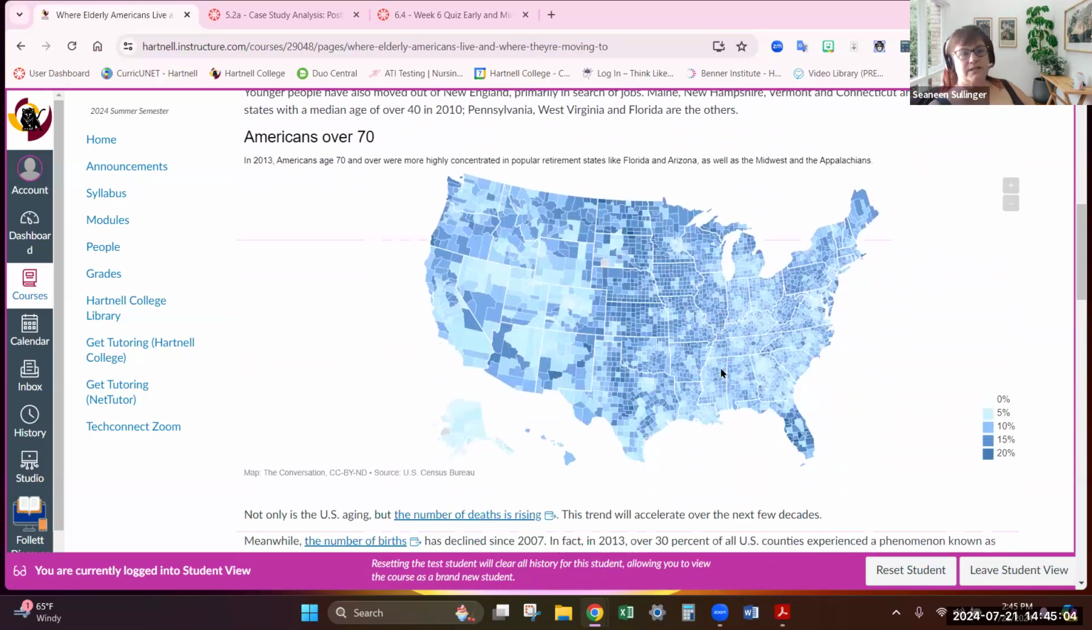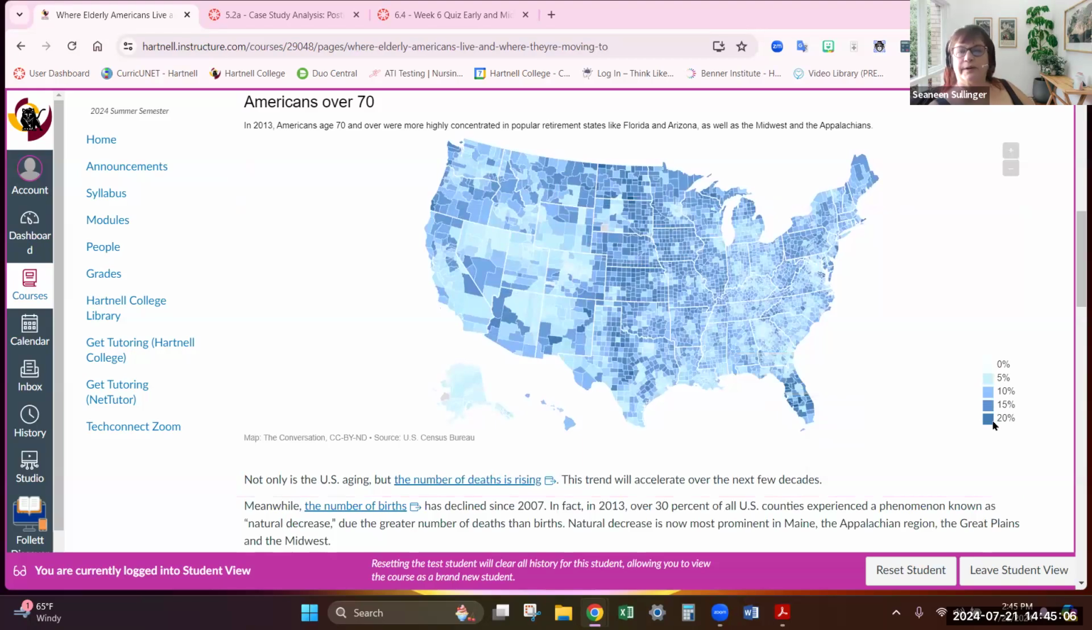Americans over 70. This is a graphic that shows you, let's see, Amador County, Santa Clara, Santa Cruz. There we go, 7.5% over 70 years old. Let's see, Monterey County, 7.289% over 70 years old. If we look down in Florida, 25% over 70 years old.